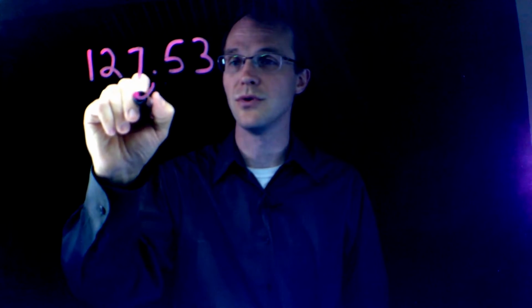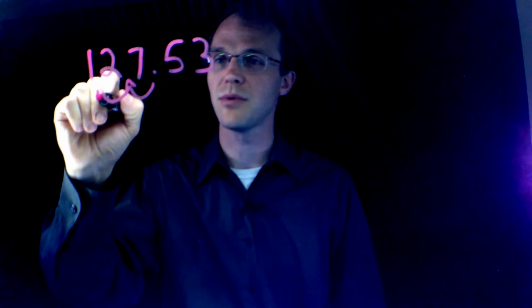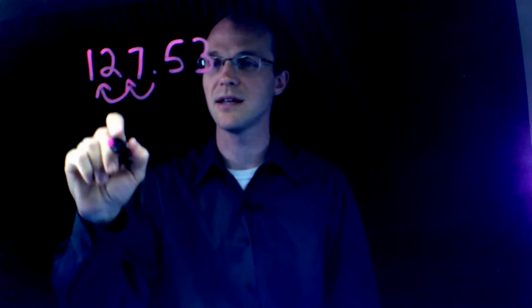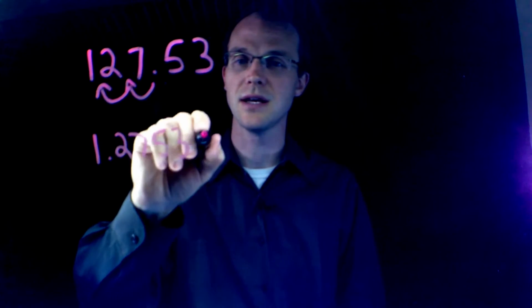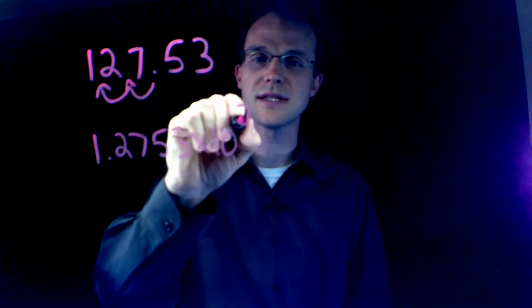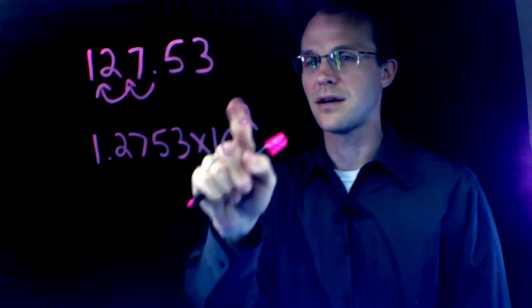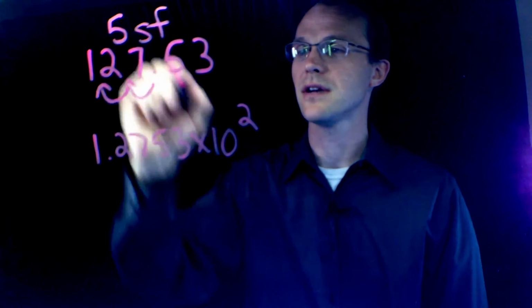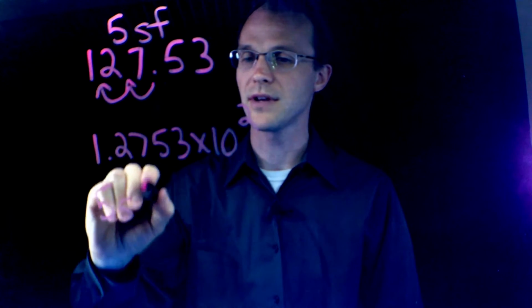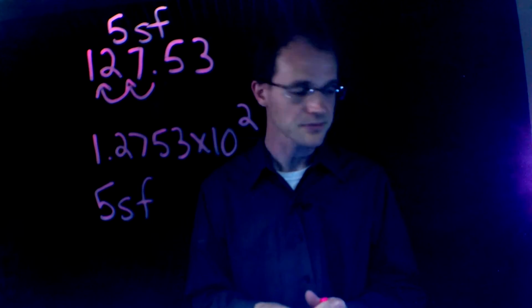I'm going to move my decimal point over 1 and multiply by 10, move my decimal point over another one and multiply by 10. And what I get is 1.2753 times 10 to the second. Since I moved the decimal point over 2 here, then I have a 10 to the second here. I had 5 significant figures here, and I have 5 significant figures here. That's important to keep all of your significant figures.